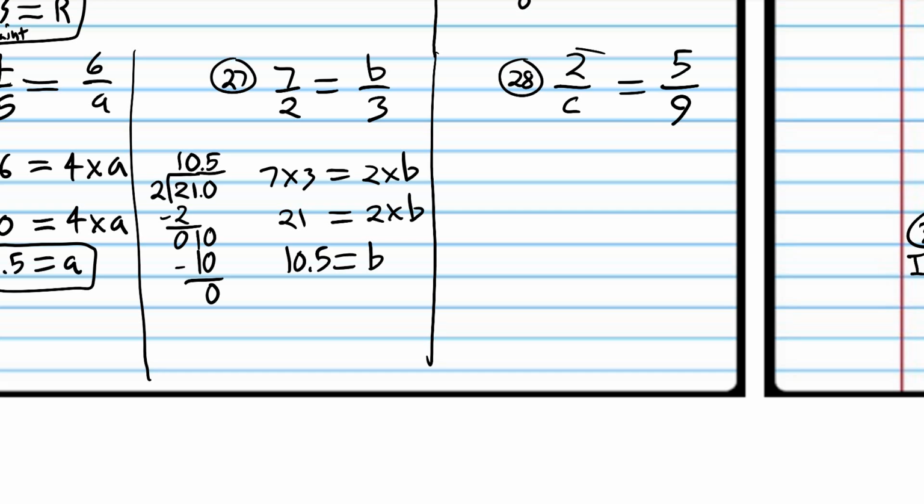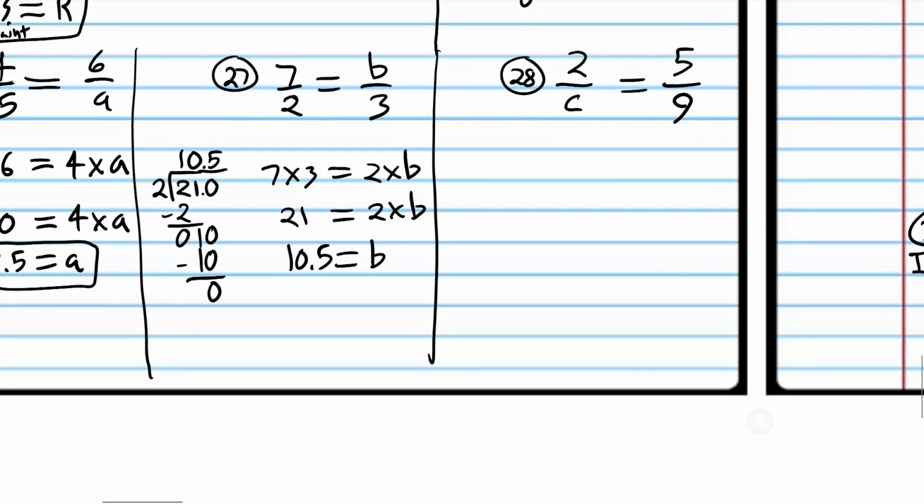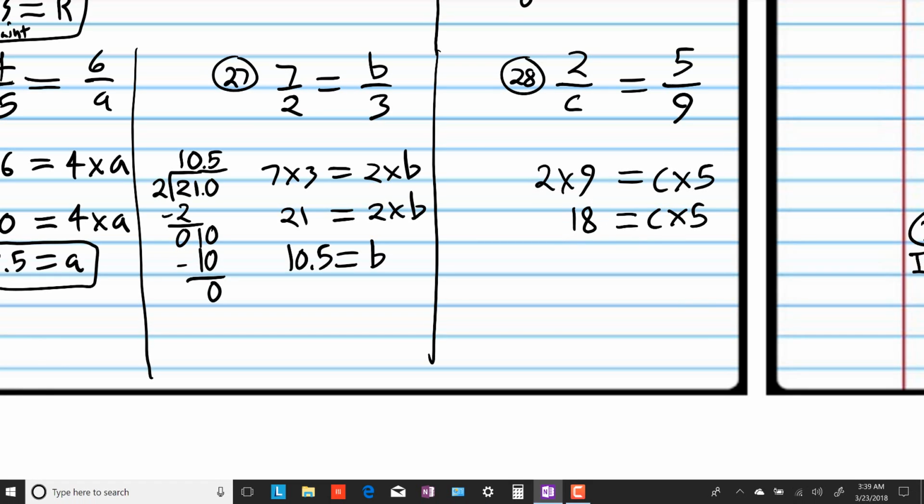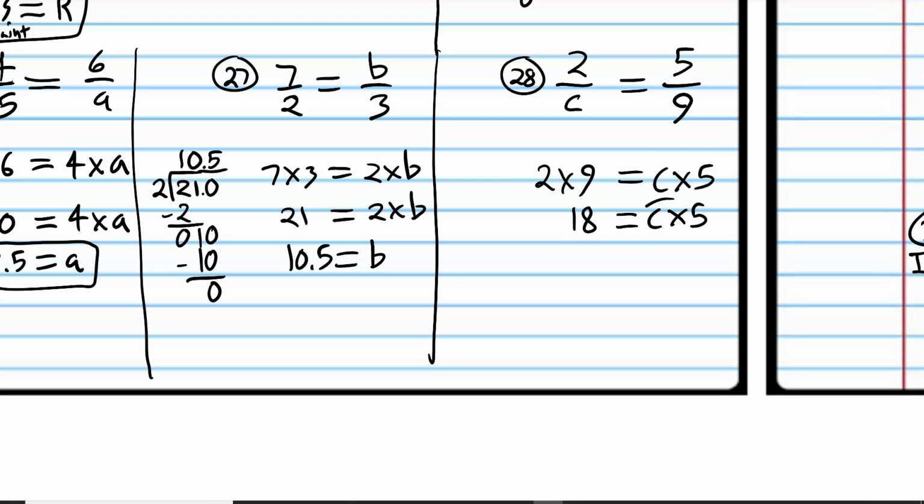All right, we're back. 2 times 9 is equal to c times 5. Two times 9 is 18. So now we just have to figure out how many times 5 goes into 18, because we know 5 times some number, if you add up 5 a certain number of times, you get 18. We just don't know how many times we add 5 up. How many times does 5 add up to go into 18? So how many times does 5 go into 18? That's a division problem.